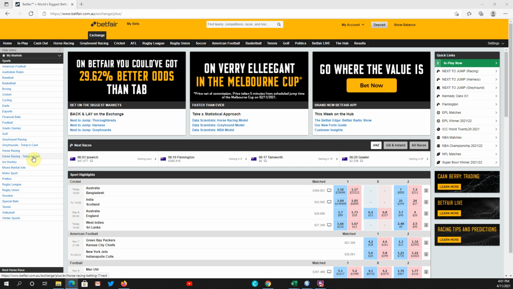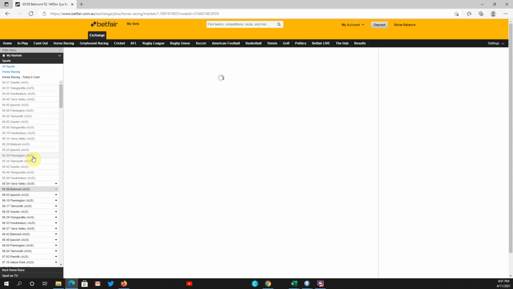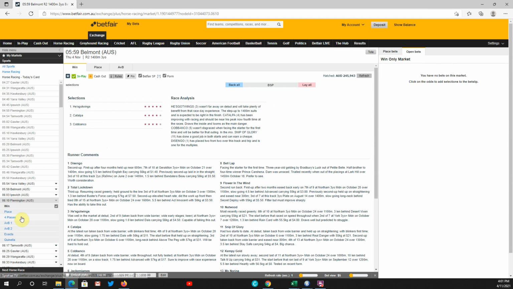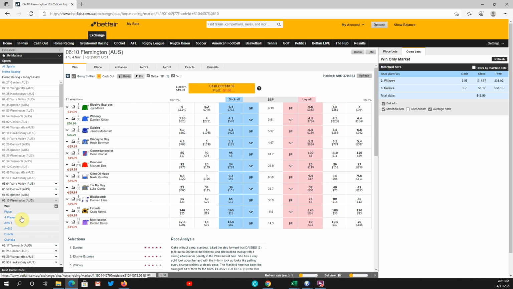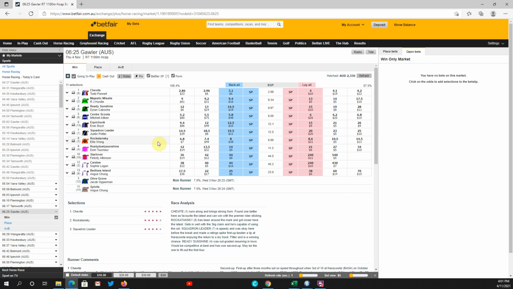So if we go in here and look at today's card, if we jump in here and then go to Flemington, we can just have a look at that. And you can see here, we'll just jump on the next one because that'll confuse you with the figures in there. So, lay to level lays.